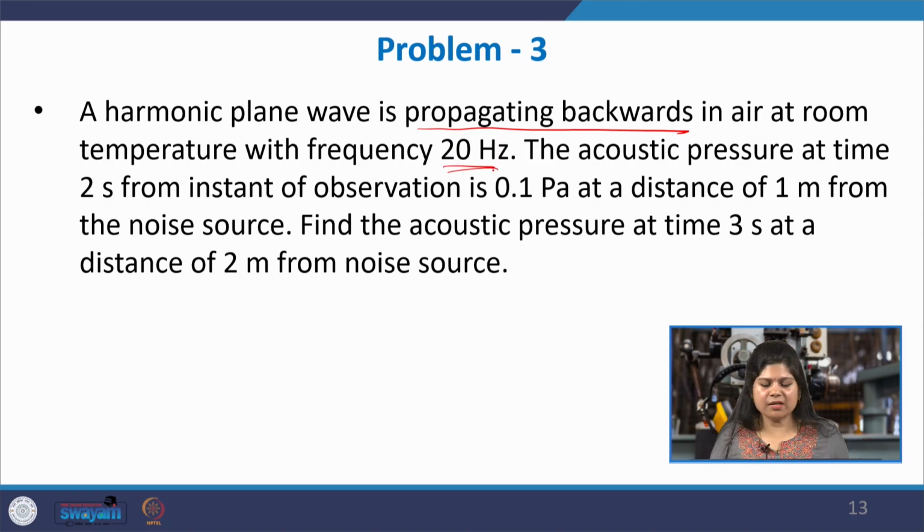So, we have a generic solution ready. Now, the acoustic pressure at time t equals 2 seconds from the instant of observation is 0.1 pascals at a distance of 1 meter. And we have to find the same acoustic pressure at time t equals 3 seconds at a distance of 2 meters from the noise source.